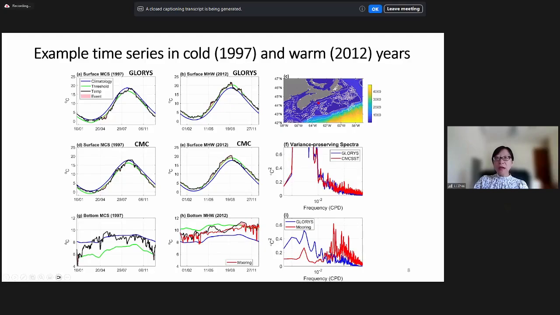So we suspect this may be related to the climatological river runoff used in the GLORYS reanalysis. So I think further investigation is needed to explain this difference.